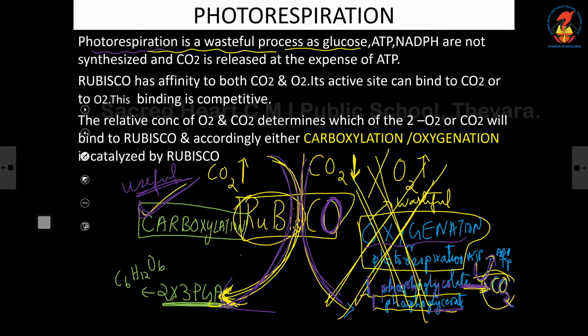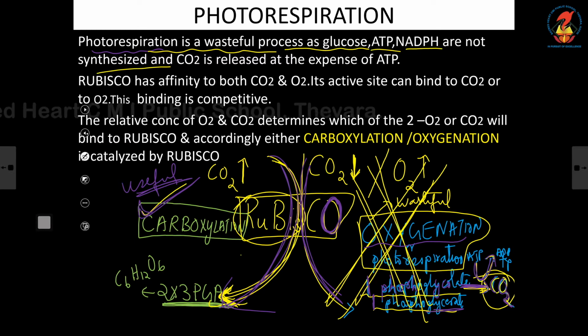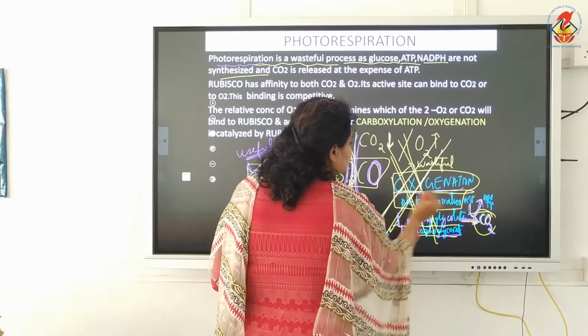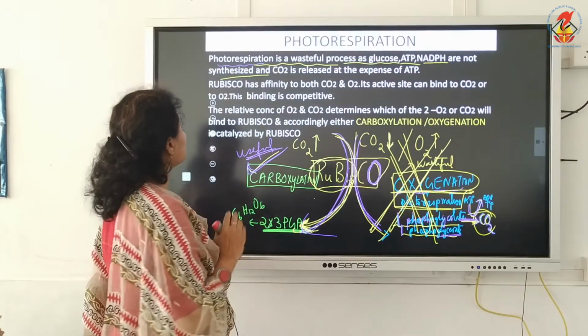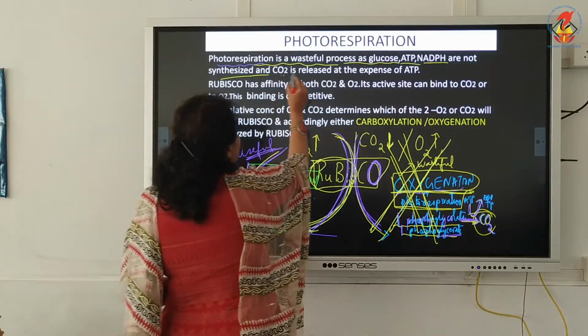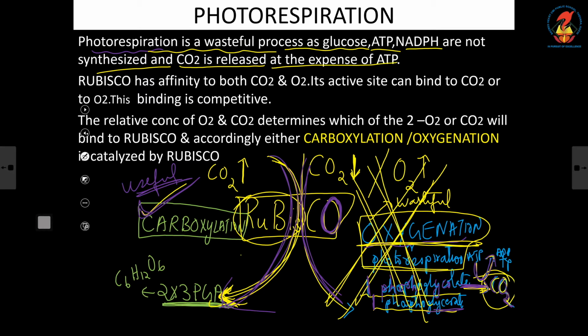So, once again going to the wordings here, photorespiration is a wasteful process as glucose, ATP, NADPH are not synthesized. So, we are justifying why photorespiration or oxygenation is a wasteful process. Glucose or energy molecules are not synthesized and carbon dioxide is released at the expense of ATP. That is what is called photorespiration. The reason is Rubisco.